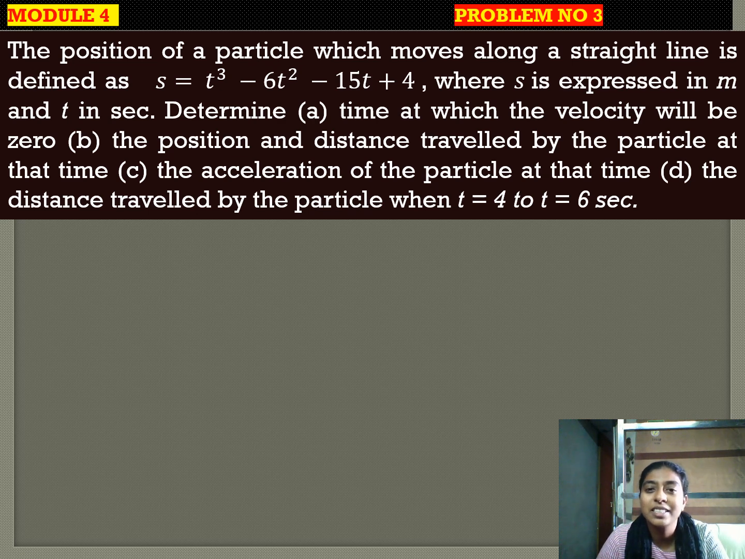So first part, determine the time at which velocity is 0. Second part, the position and distance travelled by the particle at that time. Third part, the acceleration of the particle at that time. And fourth part, the distance travelled by the particle from t is equal to 4 to t is equal to 6 seconds.